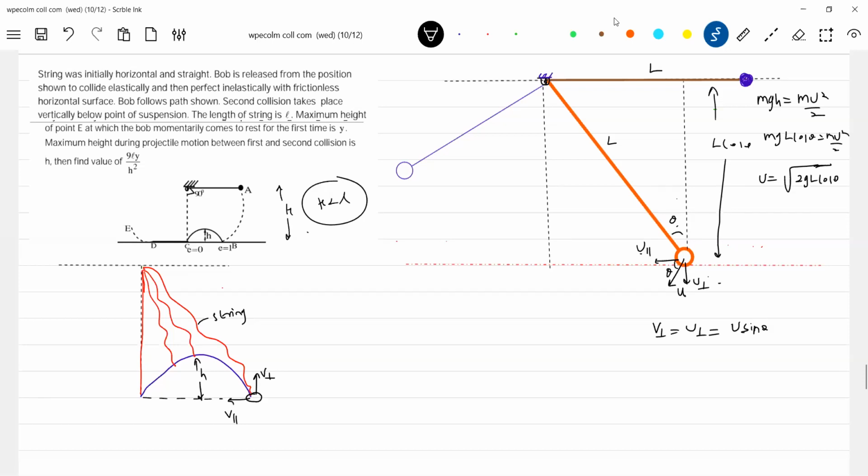Then he has given the information of H. So what is H? H should be equal to V perpendicular square by 2G, so U square sin square theta by 2G. Okay, this will be the range. So here it will be V perpendicular, V parallel. Now what will happen to this? V perpendicular will become 0, and the string will become loose.